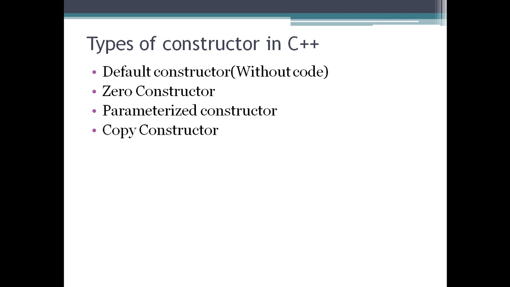The default constructor is the implicit constructor created by the compiler if the user has not created a constructor in the given program. The zero constructor or normal constructor is where the constructor will be there but it doesn't contain any arguments. A parameterized constructor means the constructor will be there but with some parameters. And lastly, the copy constructor. Now we'll discuss each constructor separately.